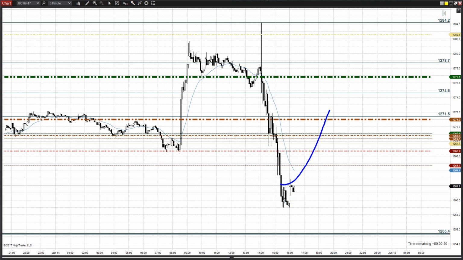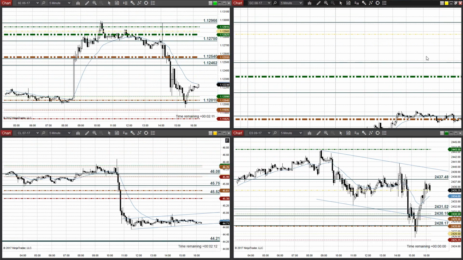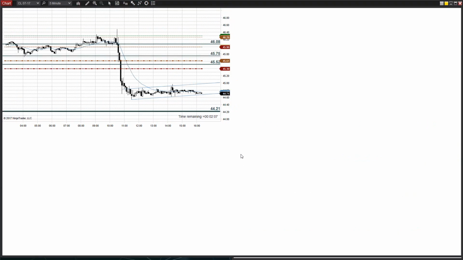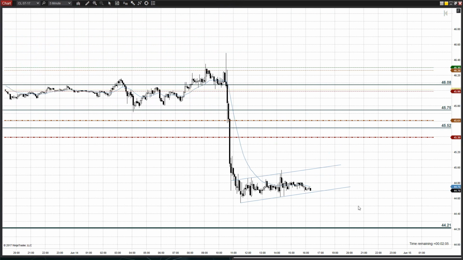If we do get a larger correction though, 71.5, 74.6, 78.7, and then of course the high of that news move at 84.2, I doubt we're going to get that, but all of those areas are areas of interest for at least a short-term bounce, if not something a little bit larger. So overall, looking bearish and looking for a good correction to sell into to finish off that bear objective at 55.4.